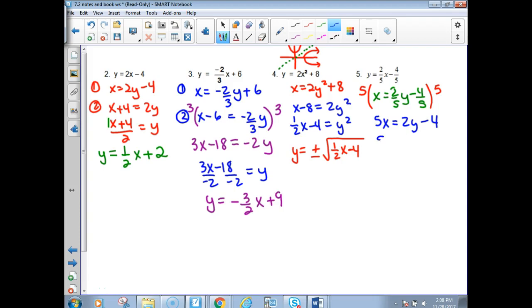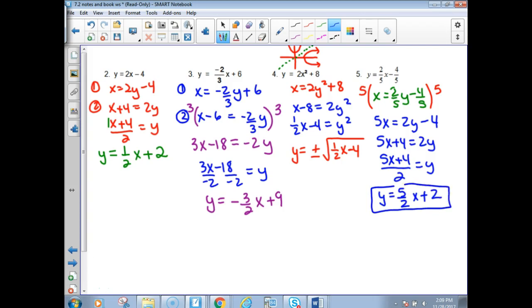Now I'm going to add 4. 5x plus 4 is equal to 2y. And then I'm dividing by 2. I'll go ahead and turn it around. So it says y equals 5 halves x plus 2. And that is the inverse.